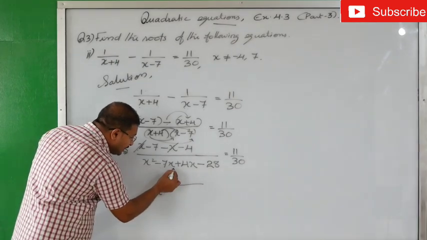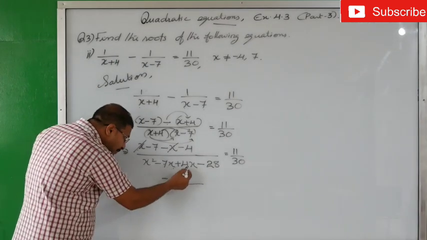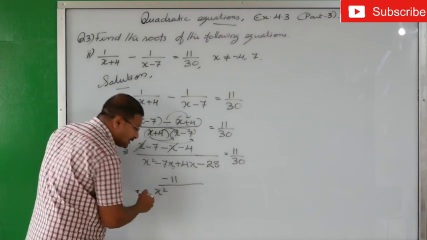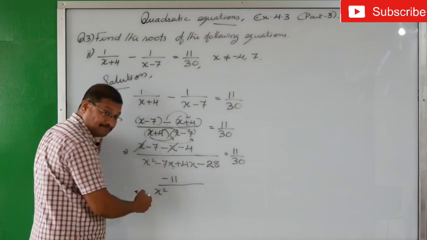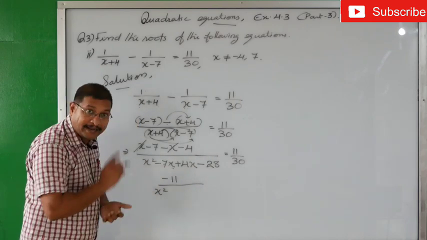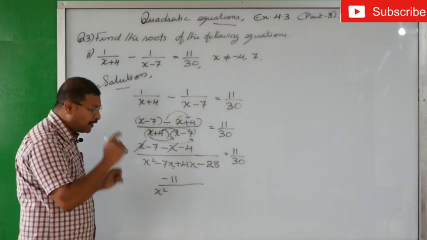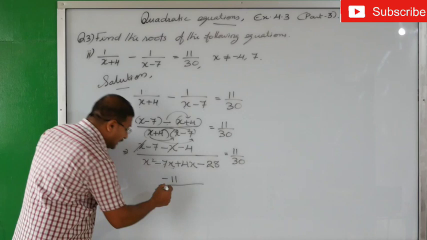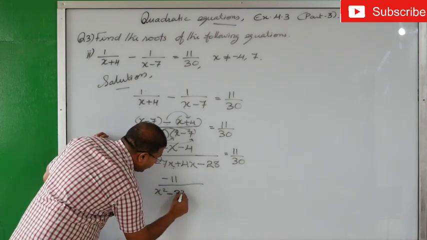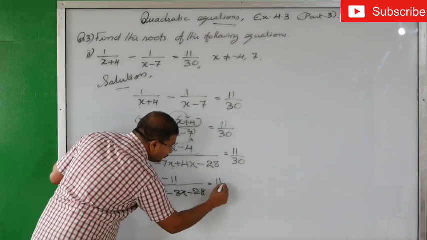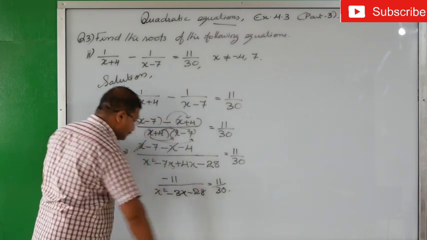Now minus 7x plus 4x. Plus and minus 7x, same term, isn't it? These two are the same term, x. So minus 7 plus 4, what do you do? Minus. So 7 minus 4 is 3. But the bigger number is 7, so the answer is minus 3x, and the balance minus 28 equals 11 by 30.